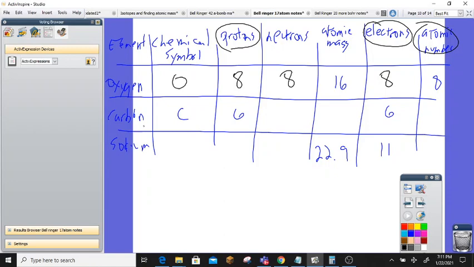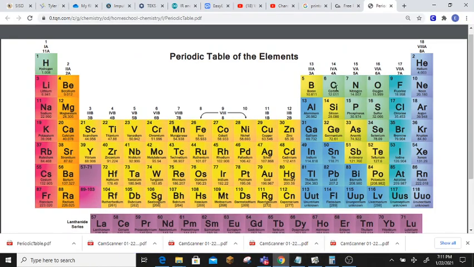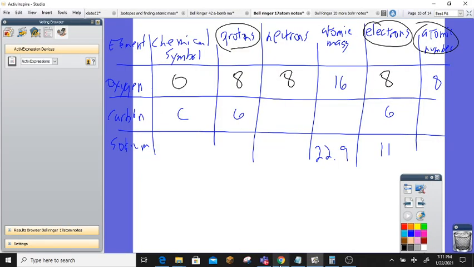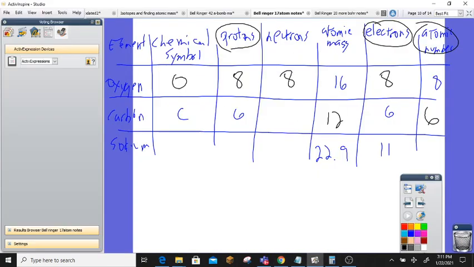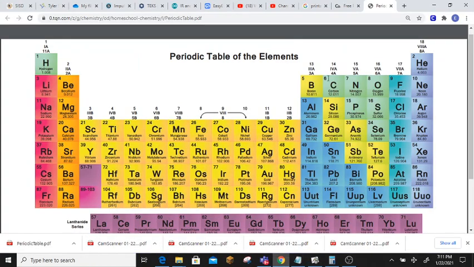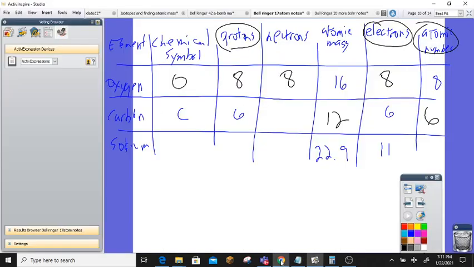Okay. So if we look at carbon, carbon's right here. 6 protons, 6 electrons. That's the atomic number. These that I circled are going to be the same. The neutrons, or the atomic mass, let's do the atomic mass first. The atomic mass is the bottom, 12. How do I get the neutrons? I subtract these two numbers. 12 minus 6, 6. Okay. And there you go.